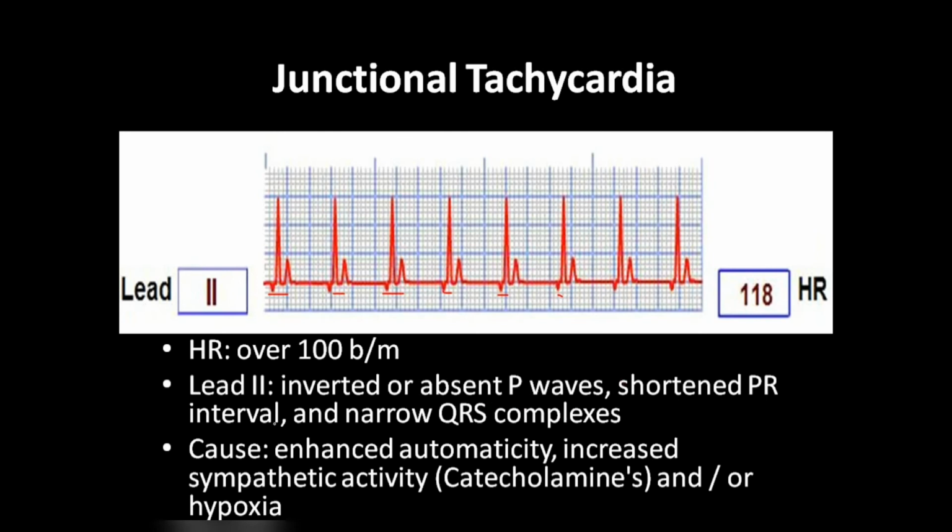Causes are similar, but the heart rate is the only factor, which is more than 100 beats per minute in case of junctional tachycardia, whereas in case of accelerated junctional rhythm it is 60 to 100 beats per minute.